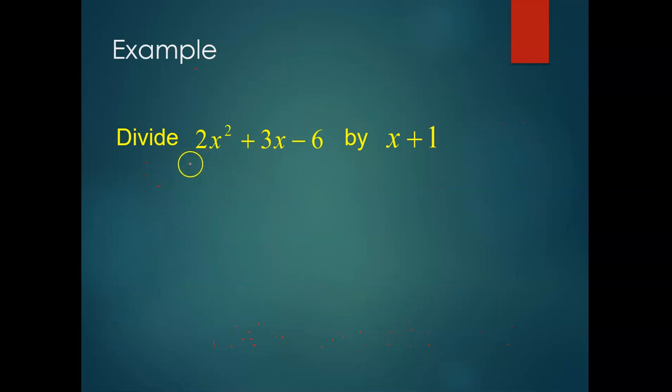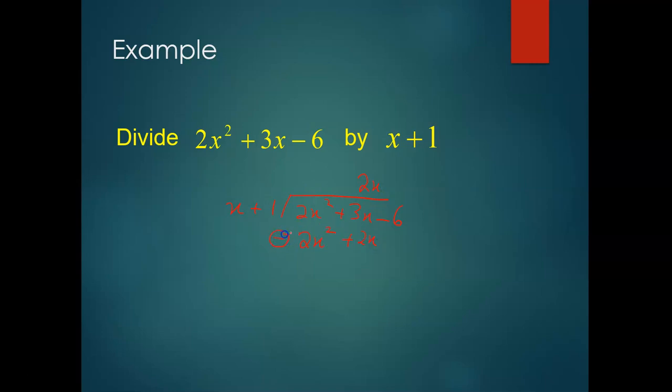Okay, for example, now we will look at how we do it for a polynomial. So we do 2x squared plus 3x minus 6, divided by x plus 1. First, we want to remove this 2x squared. But then you look here, you have x. So x multiplied by what number gives you 2x squared? You multiply with 2x. So 2x multiplied with x, you will get 2x squared. 2x multiplied with 1, you will get 2x.